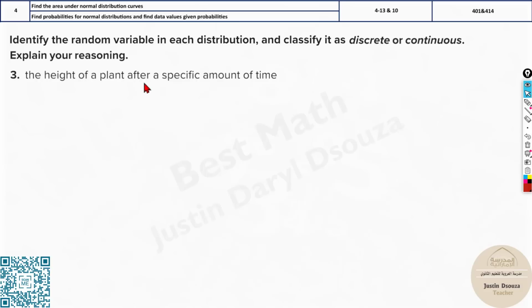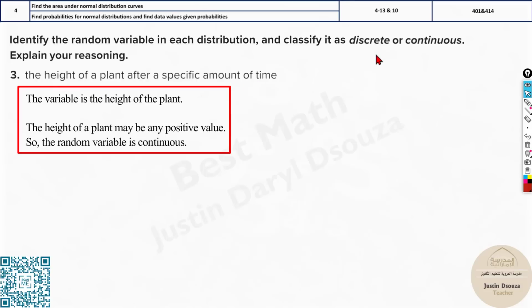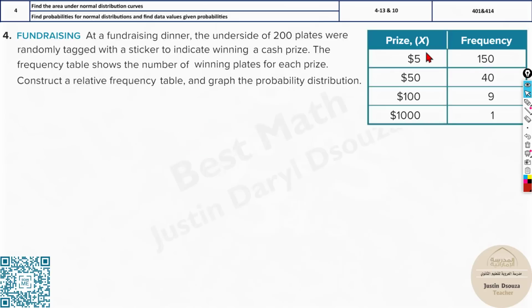The height of a plant after a specific amount of time, this is not discrete, it's continuous. The height of a plant is the variable, that's what's required, right? The height of the plant may be any positive value. So this is very important, it can be anything. So it's a random variable that is continuous.